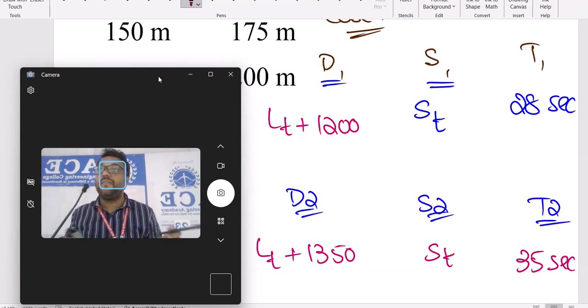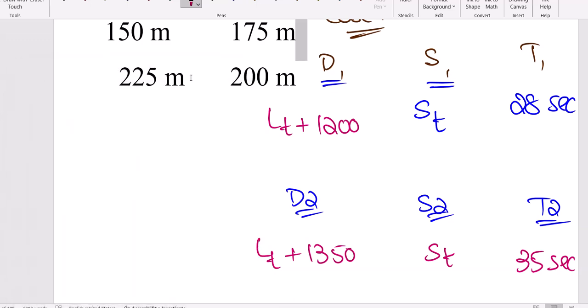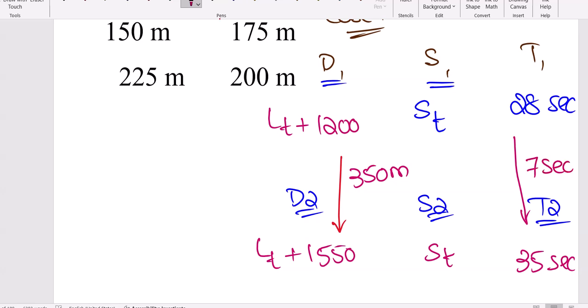In the first case, the platform length is 1200 meters. In the second case, the platform length is 1550. Thanks for the correction. Now, what I said, compare the extra distance: the extra distance is 350. The same train is covering this 350 meters in 7 seconds. So you came to know the speed of the train is 50 now.